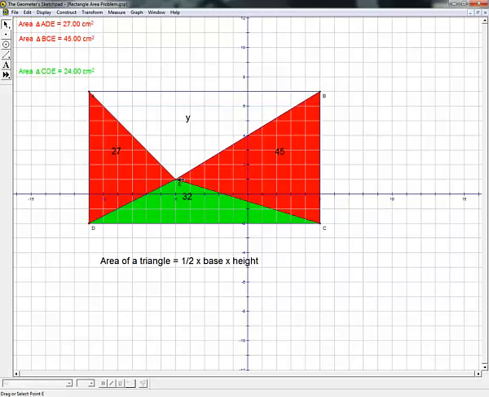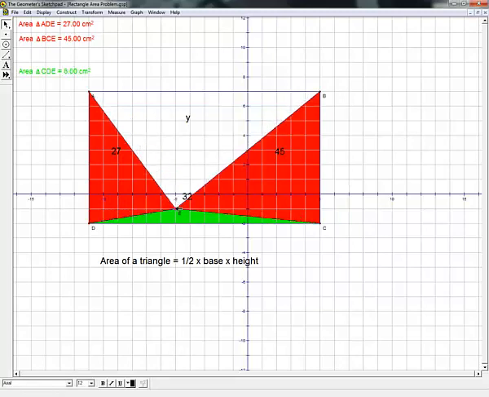Now, what happens if I were to move point E all the way vertically downwards, like so? Now you can see that the red triangles areas will be simply equals to half the area of the rectangle. And this should be quite obvious to you.